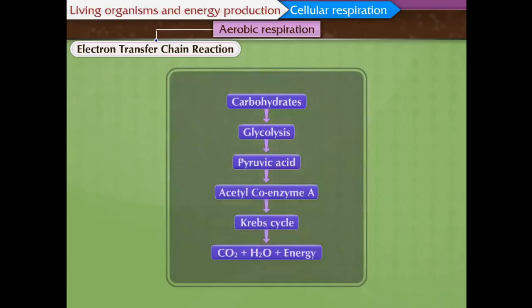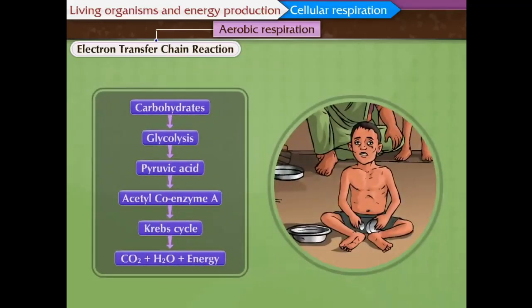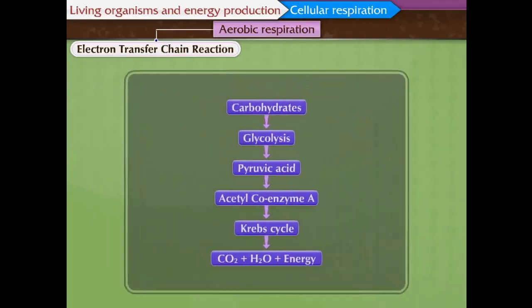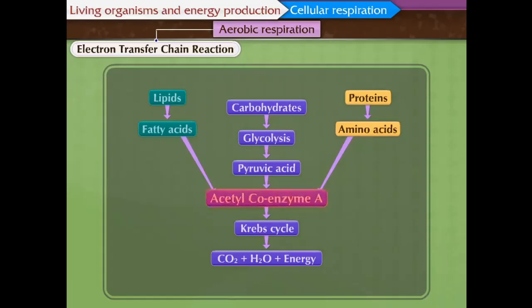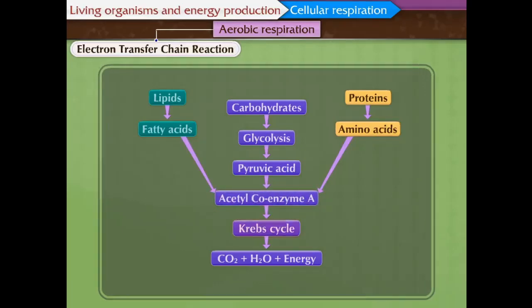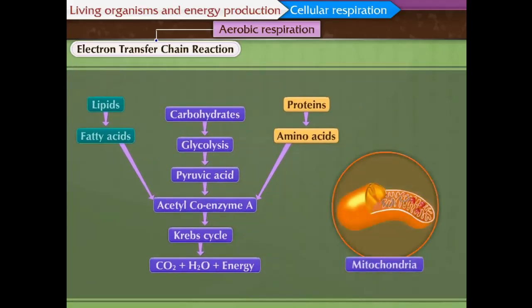If there is an insufficient amount of carbohydrates in the body due to exceptional conditions like fasting or hunger, then the body uses lipids and proteins for energy production. Lipids are converted into fatty acids, whereas proteins are converted into amino acids. Fatty acids and amino acids are then both converted into acetyl coenzyme A, and energy is obtained through complete oxidation of acetyl coenzyme A by the process of Krebs cycle in mitochondria.